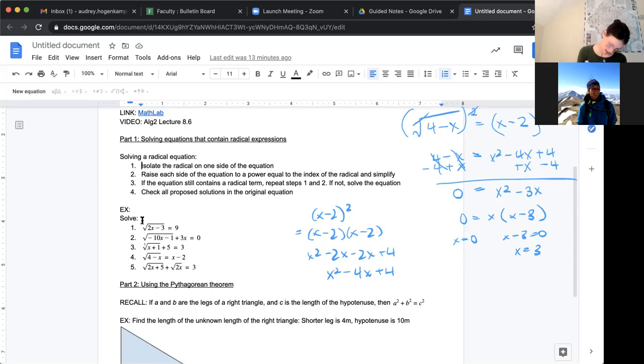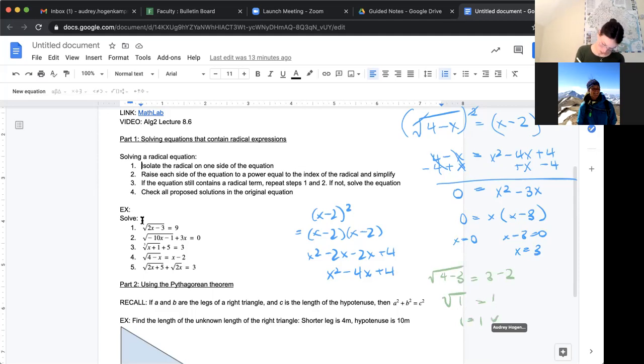Let's go ahead and check x equals 3 first. So the square root of 4 minus 3 equals 3 minus 2. So the square root of 4 minus 3 can be the square root of 1 equals 1. The square root of 1 is 1. 1 equals 1. Check. That checks out.